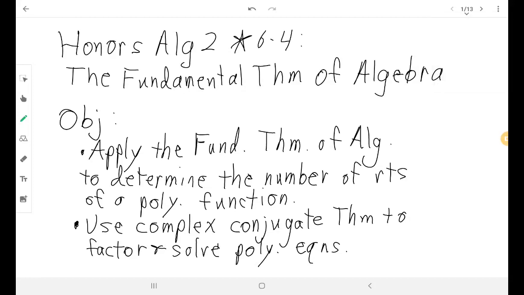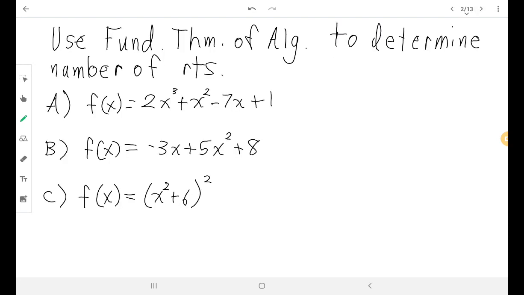So we're going to talk about Edgenuity, Honors Algebra 2, Section 6.4, the Fundamental Theorem of Algebra. It has two objectives. One is to apply the Fundamental Theorem of Algebra to determine the number of roots of a polynomial function. And the second is to use the complex conjugate theorem to factor and solve polynomial equations. And we'll do some of the stuff that we already did in a previous section as well.